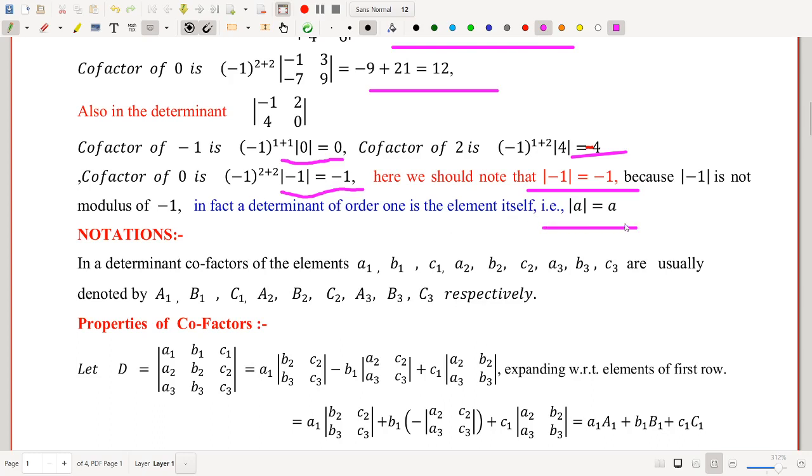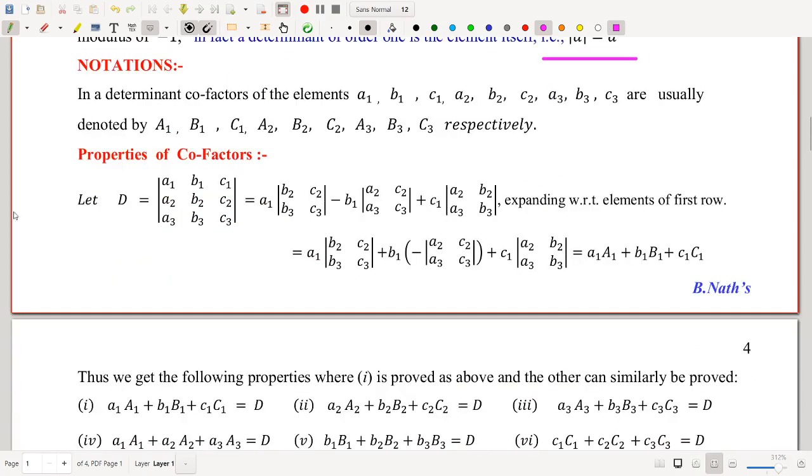That means determinant of order 1 is the element itself. We can remember this. Here we should read it determinant 1 by 1 determinant or determinant of order 1 is equal to the element with which it is constructed. It is not mod A equal to A like that. And it will be of course less. We shall use less. Second order, third order, etc. we shall use more.